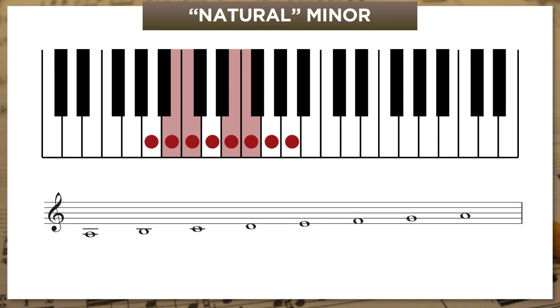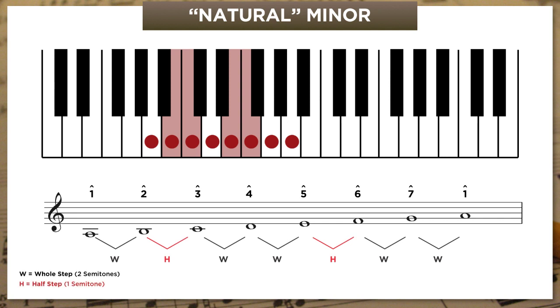Now, as with the major scale, we number the notes of the minor scale from 1 to 7 with the little hats that tell us that these are called scale degrees. 1, 2, 3, 4, 5, 6, 7, 1. What's changed, of course, is the half-step, whole-step pattern. Previously, in major, we had half steps between 3 and 4 and 7 and 1. Now we have them between 2 and 3 and 5 and 6.